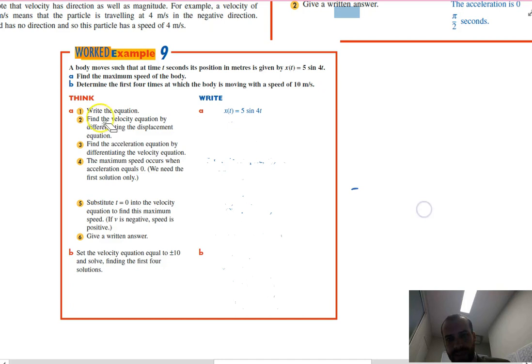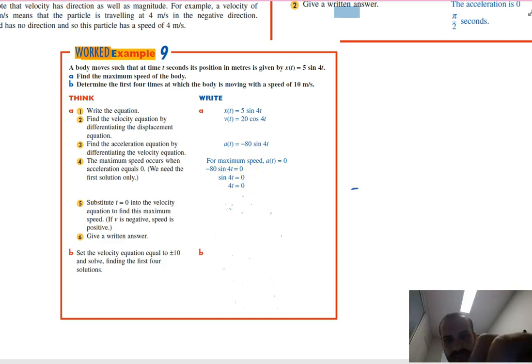If we want to find the maximum speed, we need to differentiate until we get to the acceleration function, because if we let the acceleration function be 0, we'll be finding a turning point in terms of velocity. So that's the velocity function, 20 cos 4t. And to find a turning point of a velocity function, we find the acceleration function, which is negative 80 sine 4t. Now, if we let our acceleration function equal 0, we'll get negative 80 sine 4t equals 0. Divide by negative 80, and we get sine 4t equals 0.